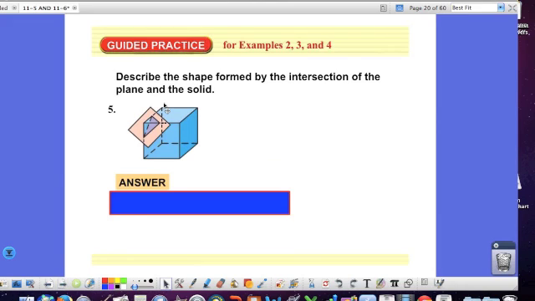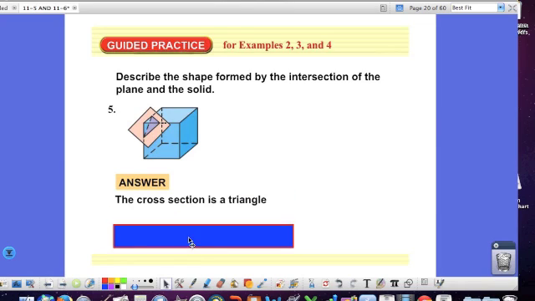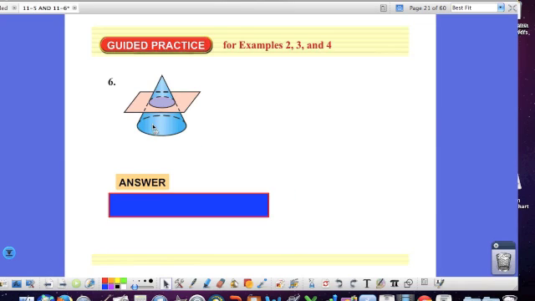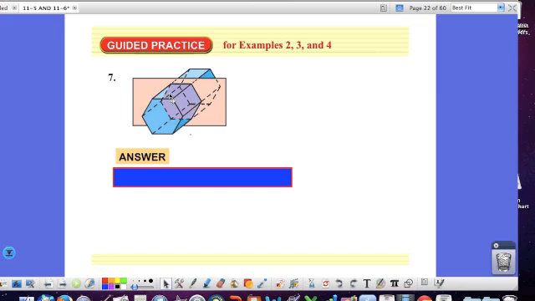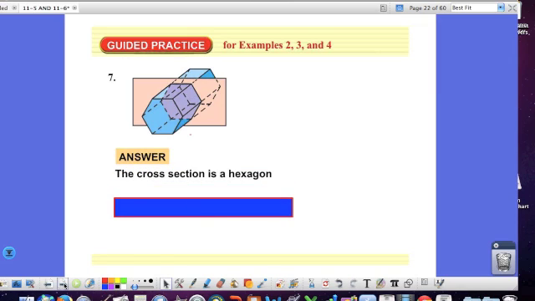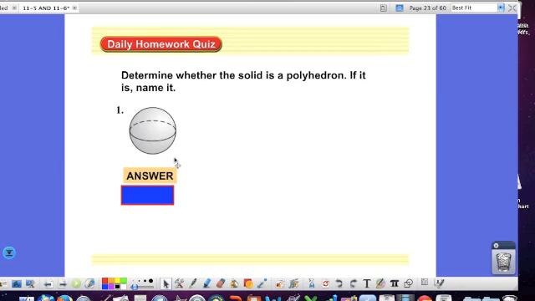For the next guided practice, describe the shape formed at the intersection of the plane and the solid. If you can see that there, that is a triangle. And here the cross section is a circle. On this one, the cross section is a hexagon.